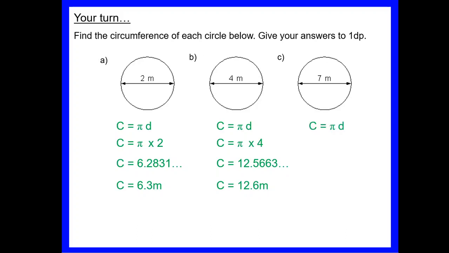And finally, our formula, we're substituting d this time for 7. So pi times 7 is 21.9911, etc. And rounded to 1 decimal place is 22.0 meters. Again, just to remember, it has asked for 1 decimal place. So even though our 1 decimal place value is a 0, it is important we put that in. Otherwise, we will round to our whole number and not to 1 decimal place.